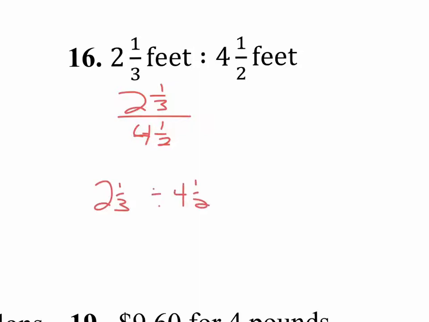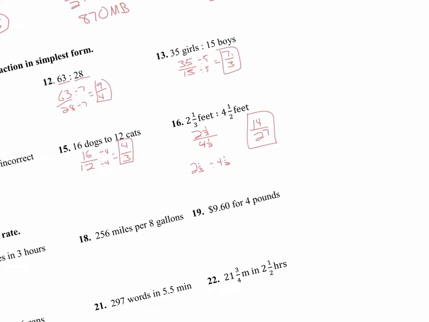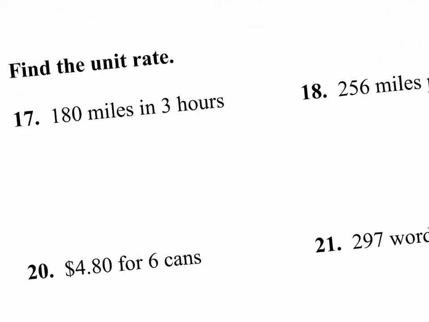Technically, you could do the skip, flip, multiply. Make it improper, and then skip the first one, keep it the same, flip the next one, and then multiply. Or you can go ahead and put it in your calculator, and either way is okay. If I put it in the calculator, you get 14 to 27. So 14 feet to 27 feet would be my answer. 14 to 27.